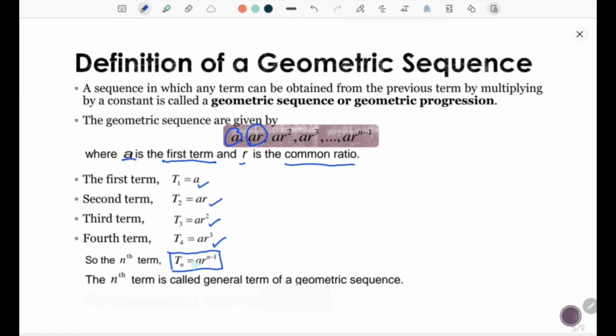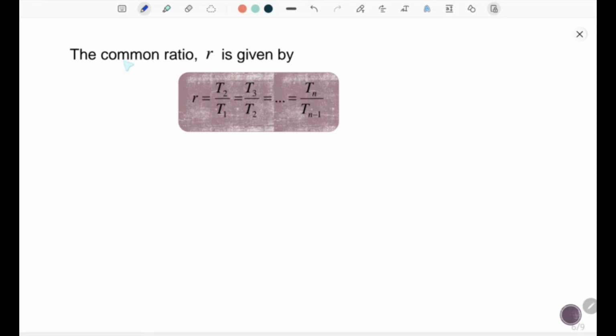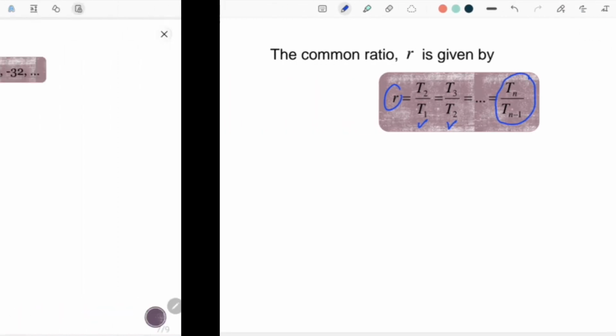You should note that this is the formula for the nth term. The nth term is called the general term of a geometric sequence. Now let's look at the common ratio, r. The common ratio is given by r equals t2 divided by t1 equals t3 divided by t2 equals t4 divided by t3 and so on. So we can say that the common ratio r equals tn divided by tn minus 1.